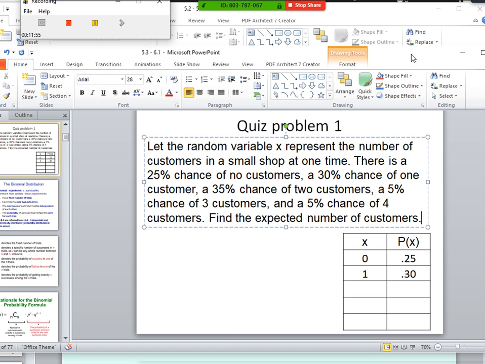Two people have got it. Three people have got it. 4.